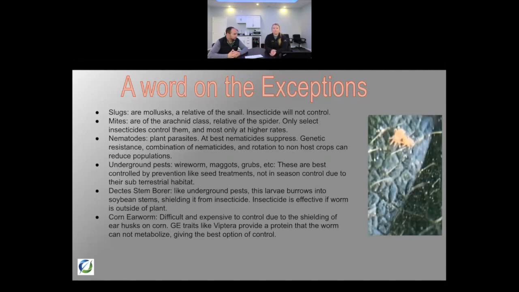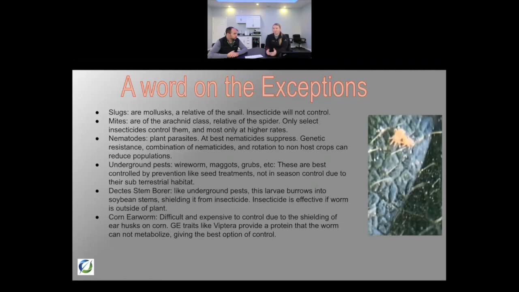Correct. One thing with the nematodes and the underground pests, I think we should hit on our seed treatment. An insecticide seed treatment is going to help combat some of those things, and really help us with some of that control, to where we don't lose as much of a stand because we have our seed treatment to help with that.